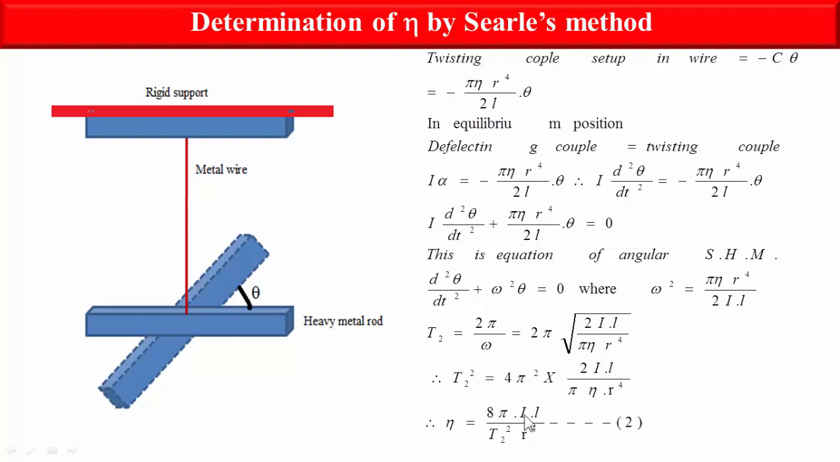For that, one should know the moment of inertia of this heavy metal rod. L represents the length of the wire, T2 represents the periodic time of this angular SHM, and R represents the radius of the wire. So by using a very simple apparatus, it is possible to determine the Young's modulus as well as the modulus of rigidity of the metal wire.